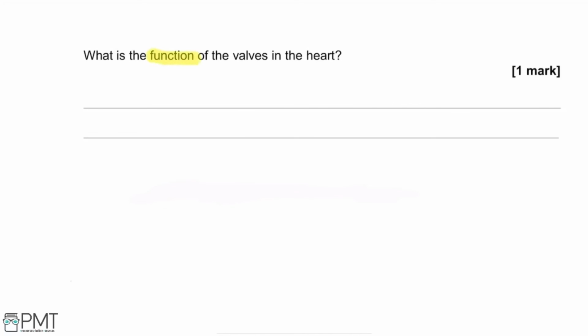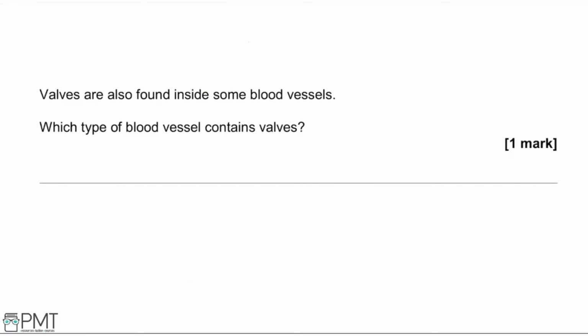What is the function of the valves in the heart? So the function of a valve is to prevent the backflow of blood. It stops it from going in a direction that it's not supposed to go in. Valves are also found inside some blood vessels. Which type of blood vessel contains valves? So the answer to this question is veins.